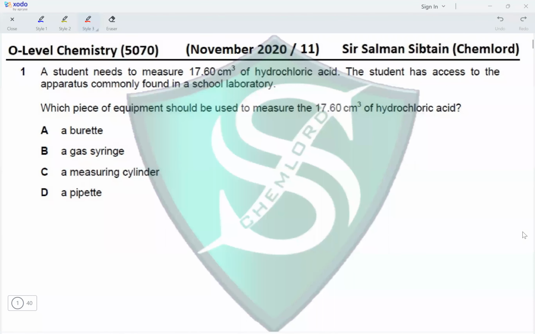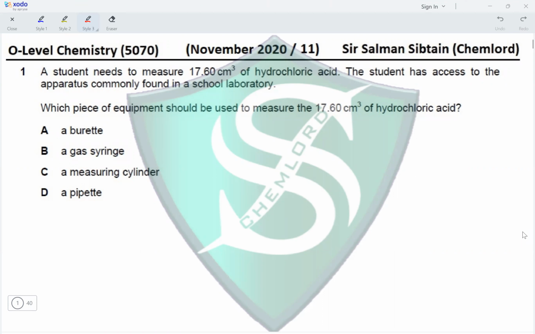Hi guys, this is O-Level Chemistry, paper 11, November 2020, question 1. A student needs to measure 17.60 cm³ of hydrochloric acid. The student has access to apparatus commonly found in a school lab. Which piece of equipment should be used to measure 17.60 cm³ of hydrochloric acid?